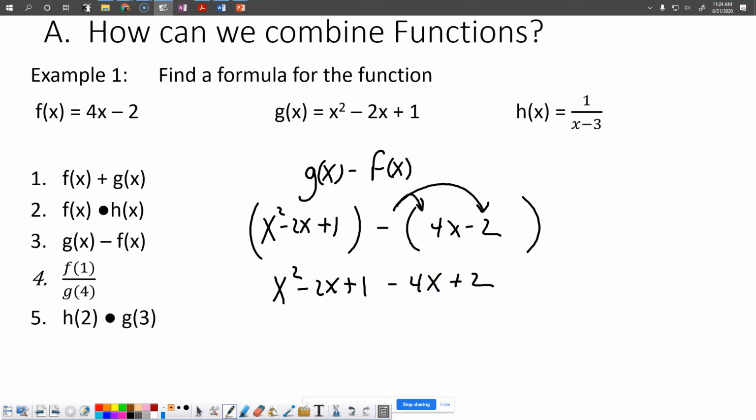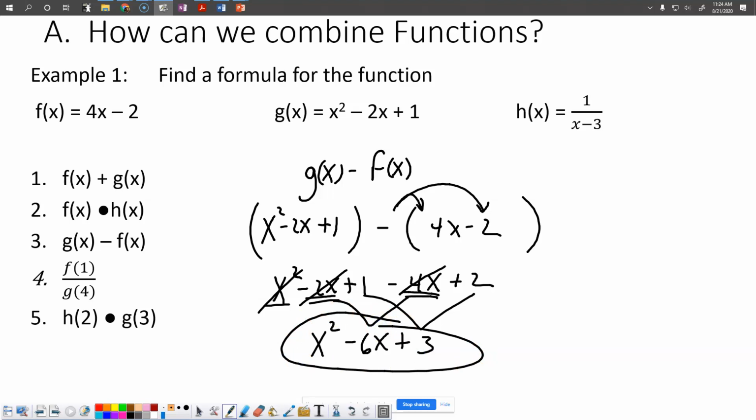And then we're going to go ahead and just start combining like terms. X squared has nothing to combine with, once again. Negative 2x combines with negative 4x, this time to make negative 6x. And then 1 and 2 makes 3. And that would be g of x minus f of x.